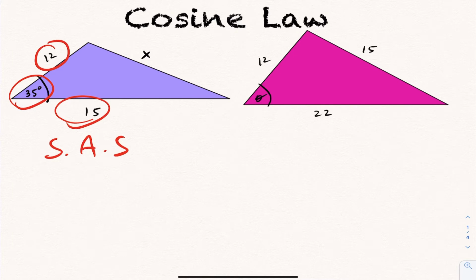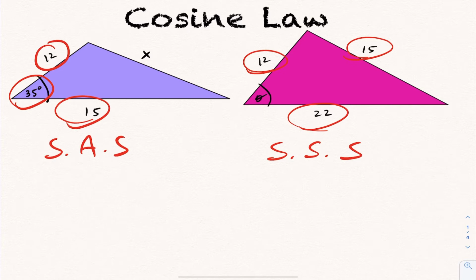This triangle also has a specific name. It is called side, side, side. So if you have side, side, side, you also cannot solve it using the sine law. In these situations, what we want to use is what's called the cosine law.